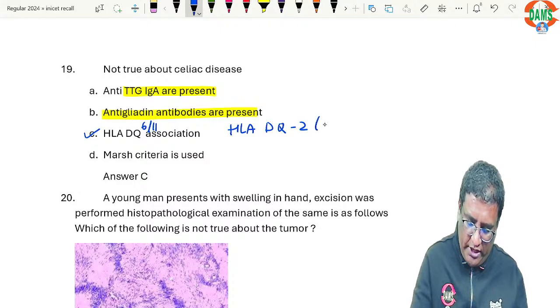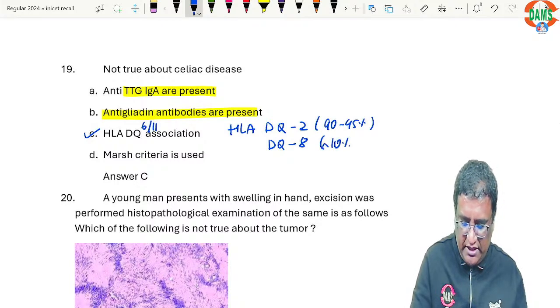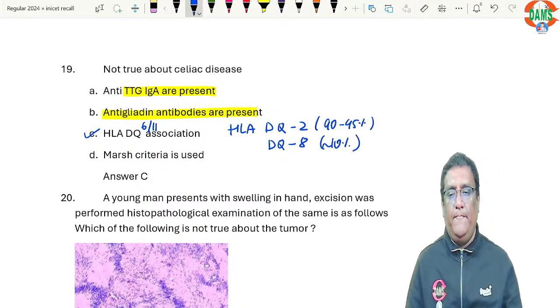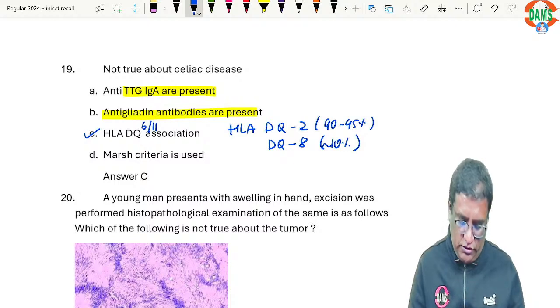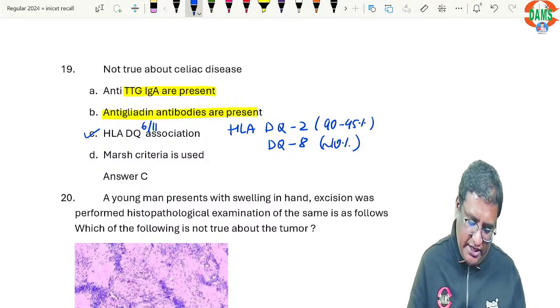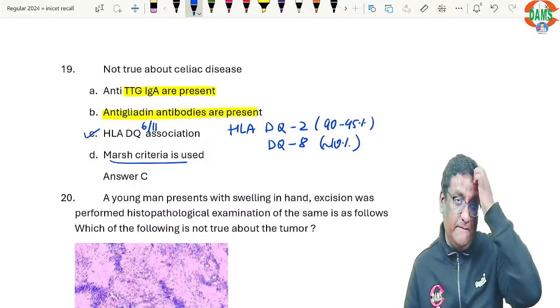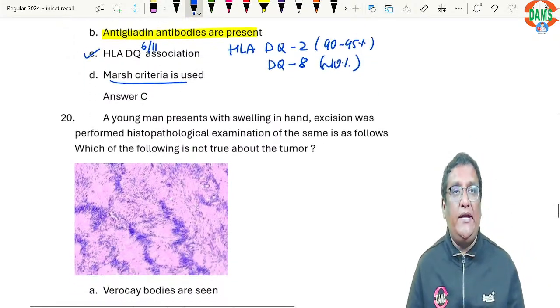It is associated with HLA DQ2. DQ2 is more important, around 90 to 95% of cases are DQ2 and the rest will be DQ8. Around 10% of cases are DQ8 association, right? Yes. So this is your answer. Marsh criteria is used for diagnosis. Yes.